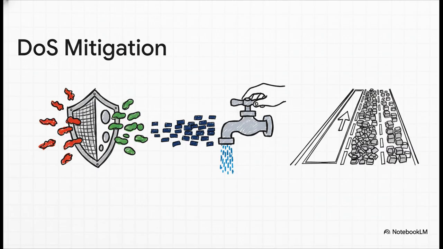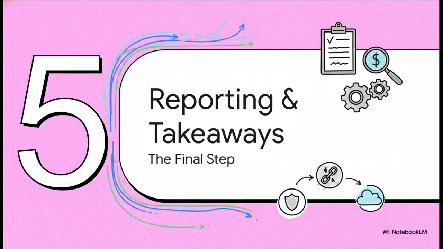And finally, quality of service, or QoS, is about prioritizing traffic. You ensure that critical operations always have the resources they need, even when the system is under heavy load. All right, we've drawn our map, we've found the potential threats, and we've designed our defenses. Now it's time to document everything and really understand the long-term value of this whole process.